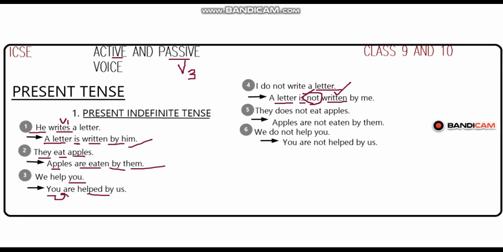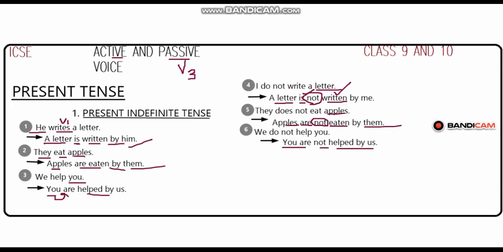Now this next sentence is also very easy: they do not eat apples. First of all, apples, according to apples we will use are, then not in between, eat third form, eaten by them. Now we do not help you: you are, then not, helped by us.